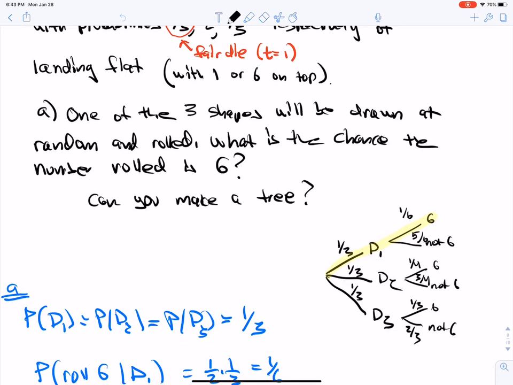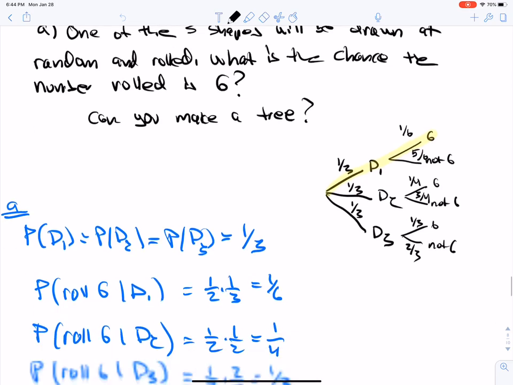So we randomly choose a die, so that's the first arrow, and then given a die, we know what the chances of getting a 6 are. So for example, if we have D1, the chance of getting a 6 is half of a third, and the chance of not getting a 6 is then the complement of that, 1 minus 1/6. If we have D2, the chance of getting a 6 is half of a half, or 1/4, and the chance of not getting a 6 is 3/4, and so on.